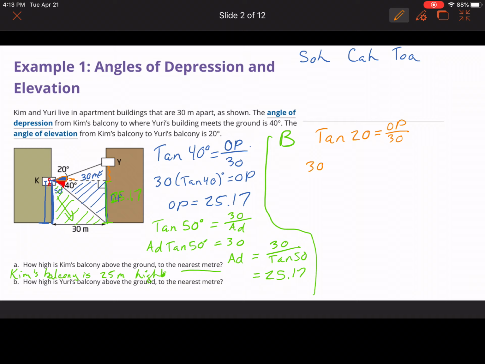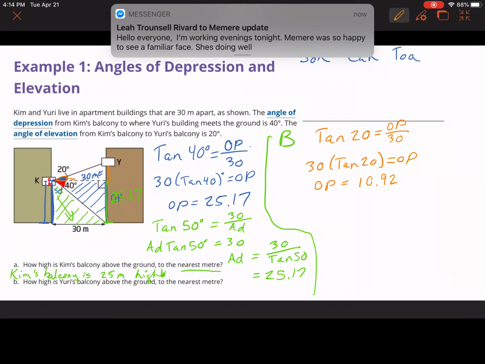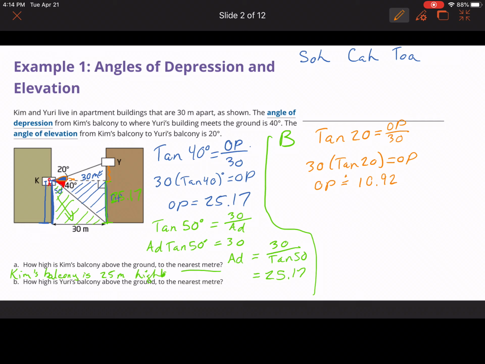So again, multiply both sides by 30 to get rid of that 30 underneath. And we end up with an opposite side equaling 10.92, approximately 10.92. I'm sorry, I don't know how to shut off my things, so my announcements are going to keep popping up.